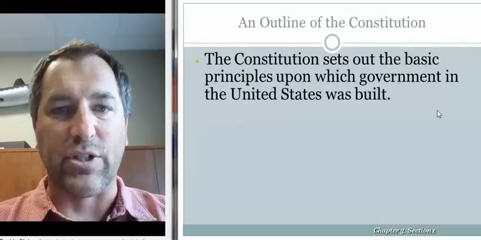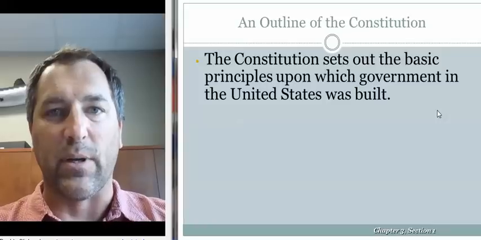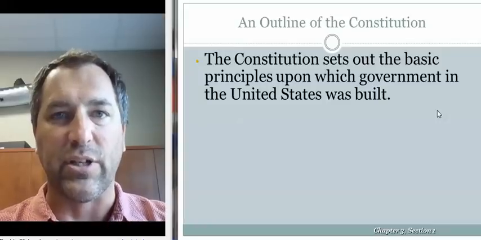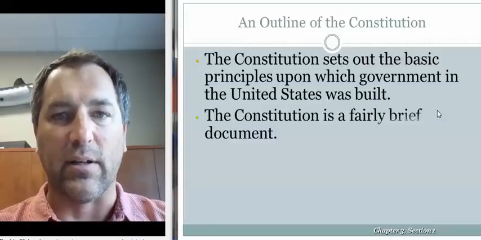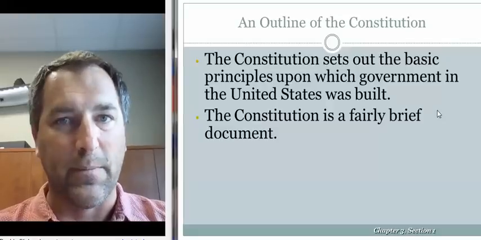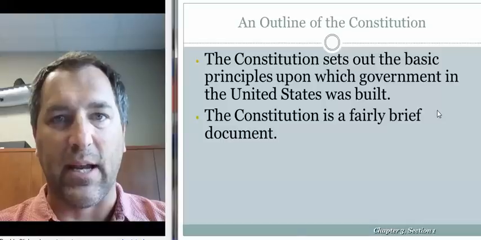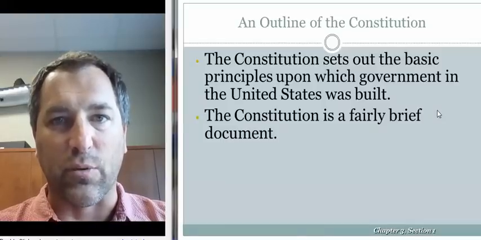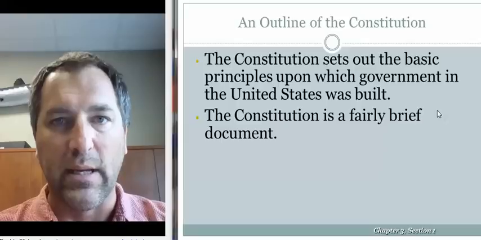The Constitution sets out the basic principles for which our government is established, the 3 branches, as well as how our government is put together. It is a fairly brief document. It's readable, and it's a living document that can be added to and has been 27 times. It's printed in the back of your book so you can read the Constitution. And there is an exercise that we're going to be doing where you go through and find different powers and what article and what section it's in so that you can get yourself somewhat familiarized with the Constitution.